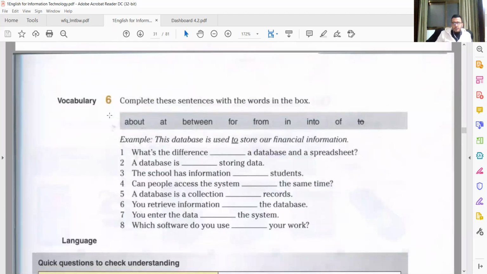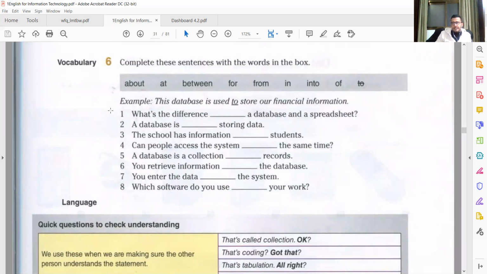Okay, so let's continue from here. Complete these sentences with the words in the books. So here we have what we call the prepositions. Okay, so we will complete the gaps. We will fill the gaps, complete the missing prepositions. The example here, the first one is solved. This database is used to store our financial information.